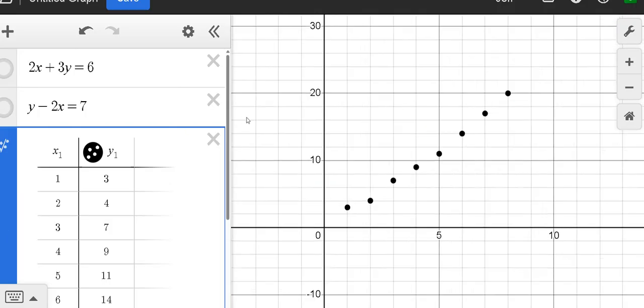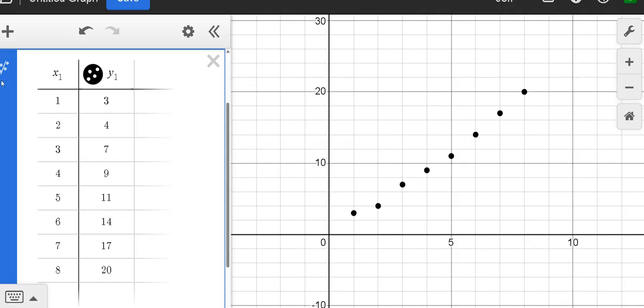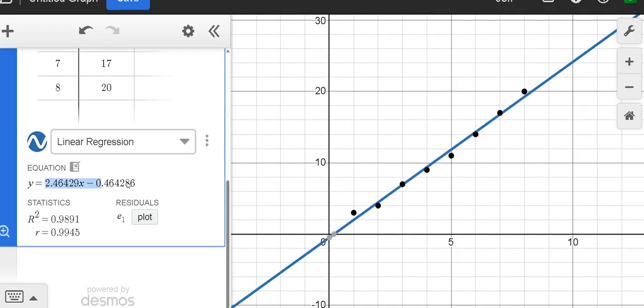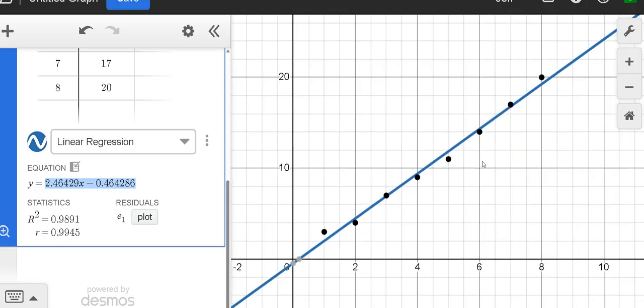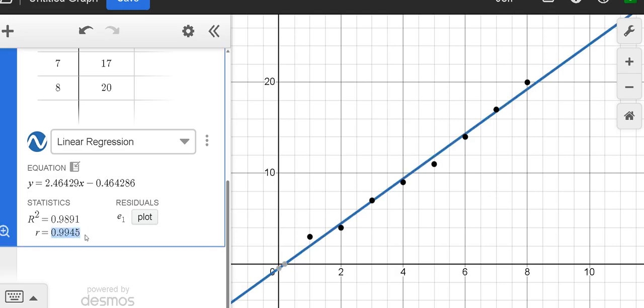So the cool thing is that Desmos can easily figure out these kinds of relationships. You just click this little button here, add a regression, and then there you go. So about 2.46 times x minus 0.46. So pretty good. By the way, do you think the value of r here would be closer to 1, closer to -1, or closer to 0? Closer to 1. Yeah, nice. And if you take a look here, Desmos actually gives you that value of r, 0.99, so it's really close.